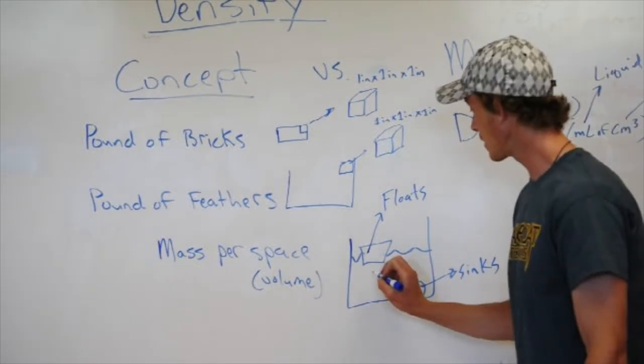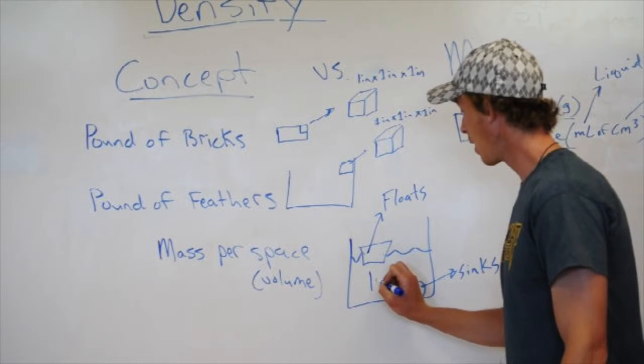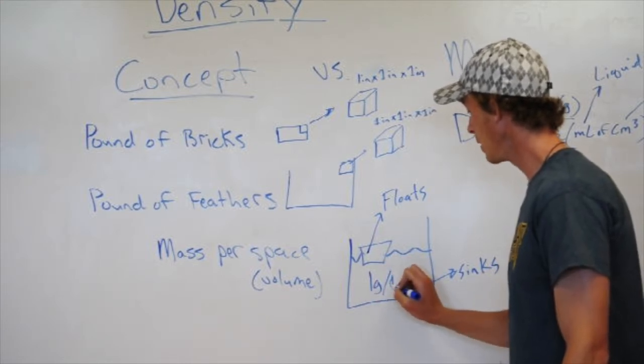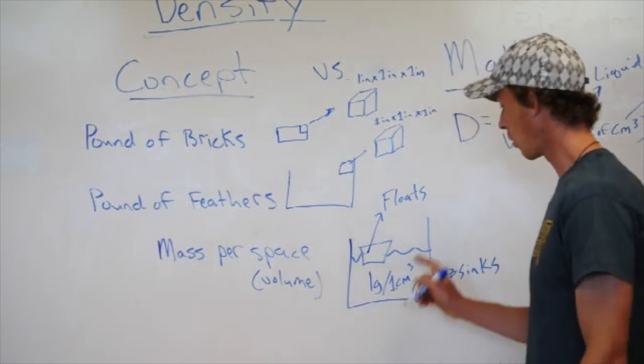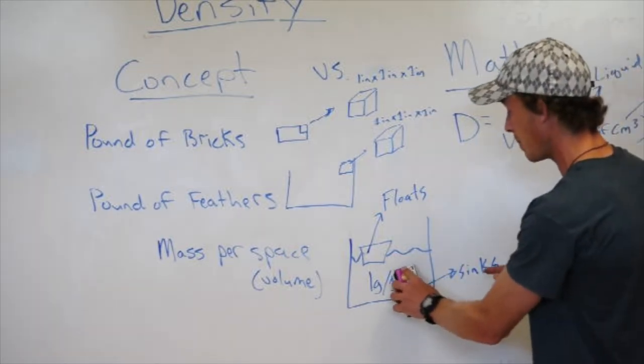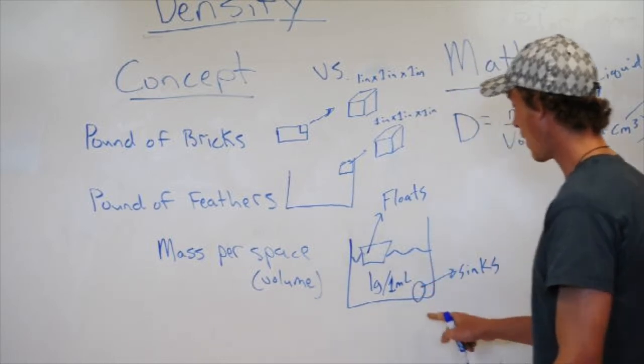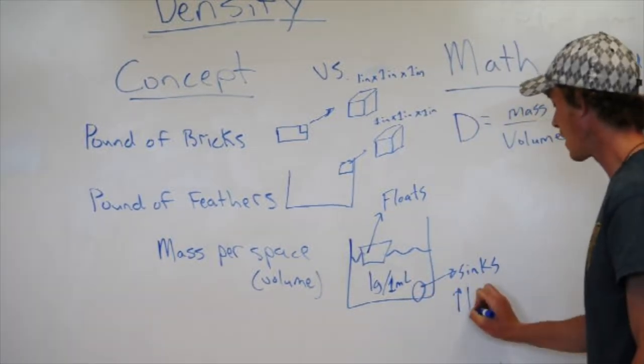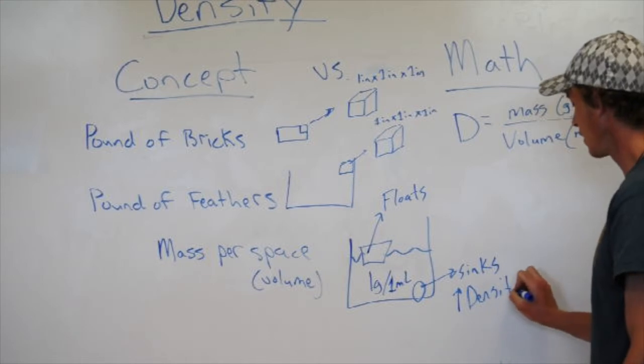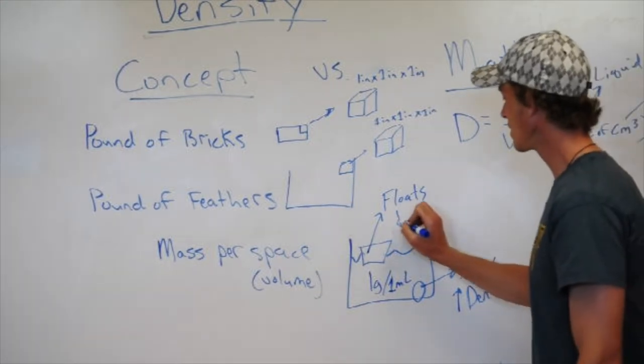So water, for example, is 1 gram per 1 centimeter cubed, or 1 milliliter. Since we're doing liquid, I got to be consistent, right? So we're going to say 1 milliliter. So obviously this has a greater density because it sinks, and this has a less density.